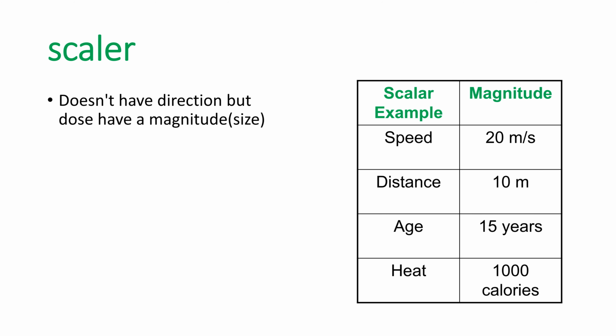Scalars don't have direction but do have magnitude. So examples of scalars are speed, distance, age, and heat. All of those have magnitude but don't have direction. Like speed is 20 meters per second, distance is 10 meters, age is 15 years, and heat is 1000 calories.